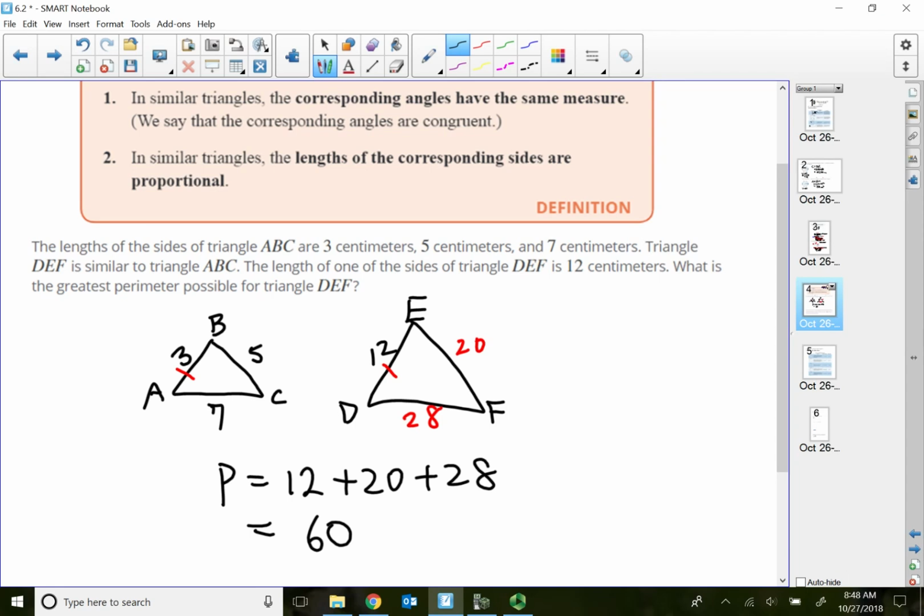So I'm basically saying my corresponding sides 3 and 12 are proportional. If that's the case, then I know this triangle DEF is going to be 4 times as large as my original ABC. So we multiply all the sides by 4 and then add them up to find the perimeter.